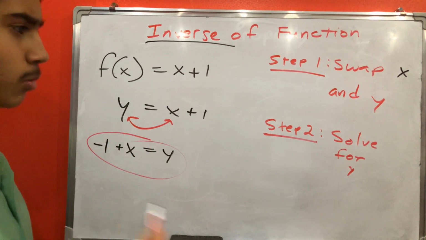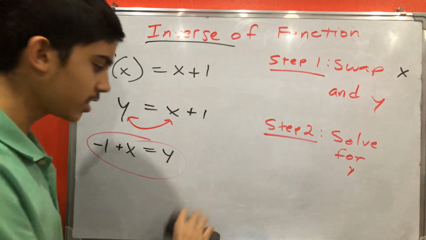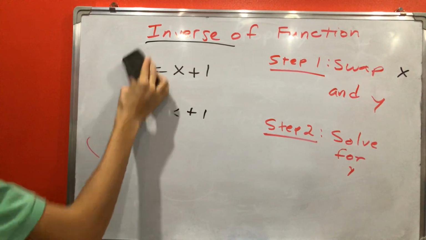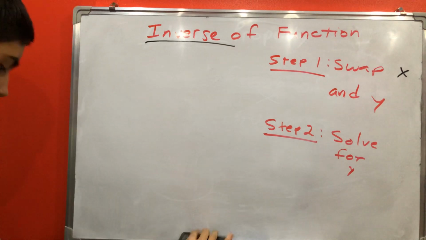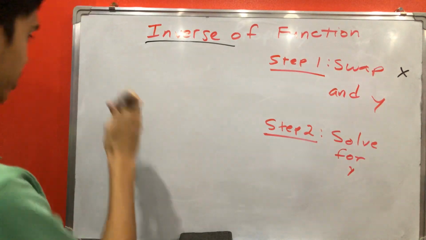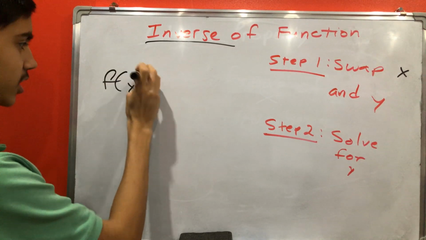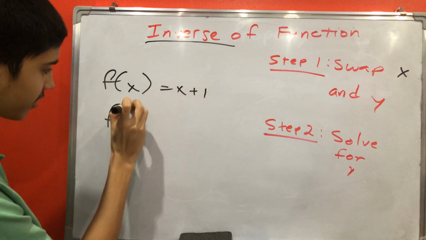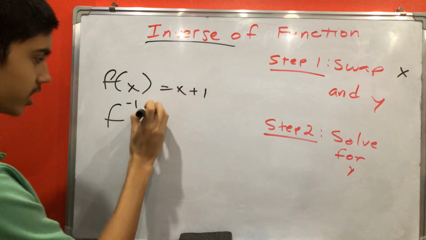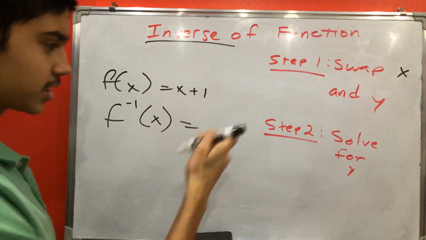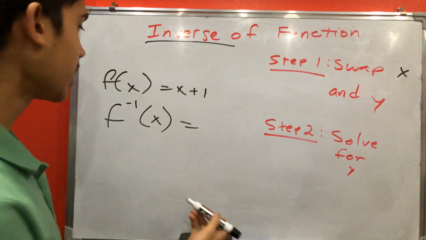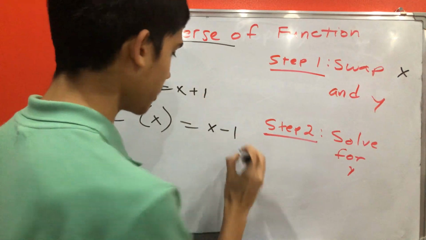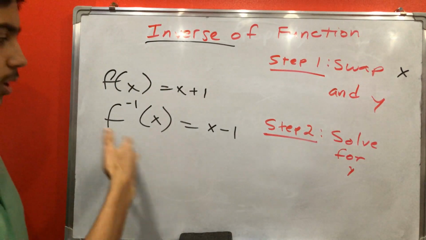But you may ask, why did I have to do this? What's the meaning of this? Why is this important? I'm going to tell you, it's actually very useful. And by the way, when we write the inverse of the function, if we have the function f of x equals x plus 1, the inverse would be written as f, with a negative 1 up here, and then x. That's how you write the inverse. And what did we get? It was x minus 1. So that's how we can write it.